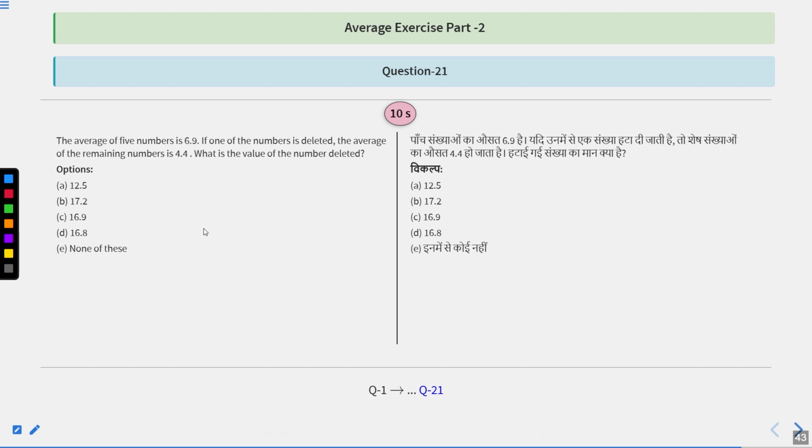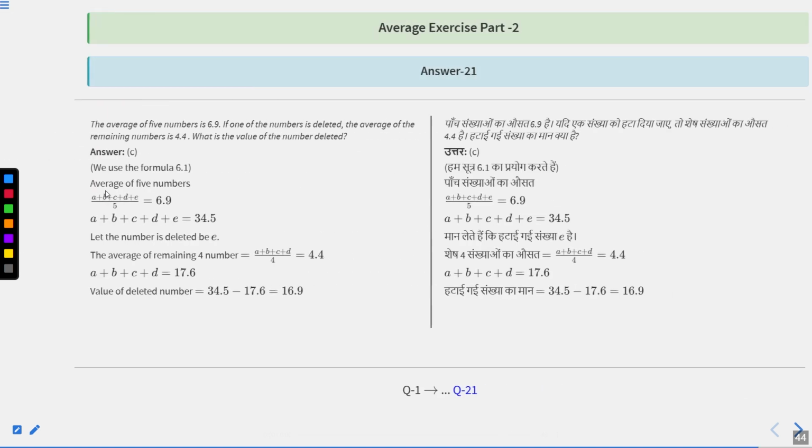Now the average of 5 numbers is 6.9. If one of the numbers is deleted, the average of the remaining numbers is 4.4. What is the value of the deleted number? So you have 5 options and 10 seconds to analyze the question. Your time starts now. Now time's up. Let's see the solution.